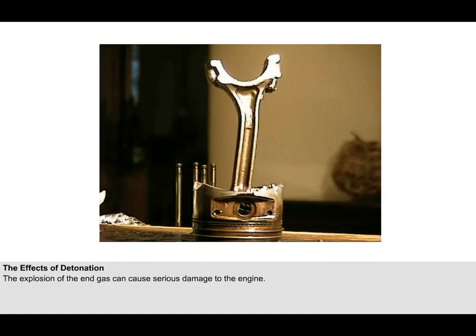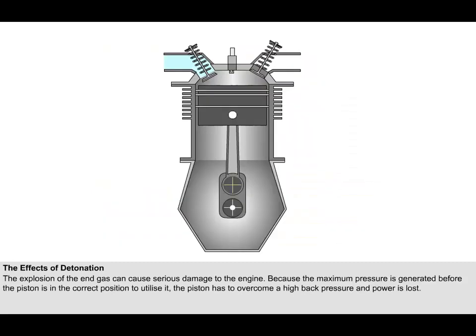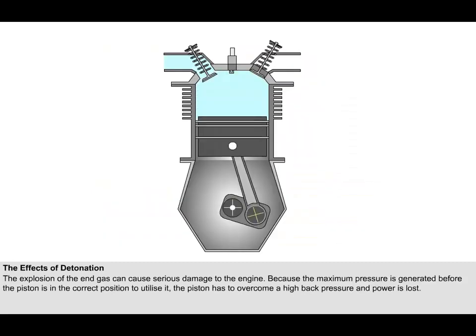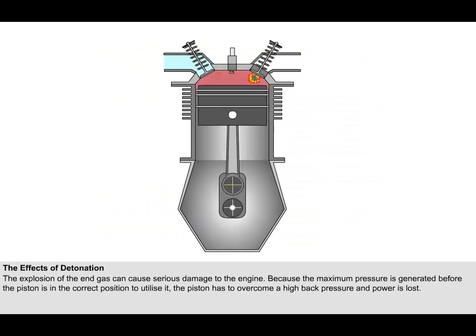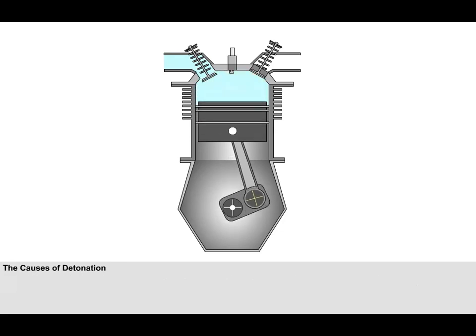There is also a sudden rise in pressure as detonation occurs, which applies a shock loading to the engine component parts, which may cause mechanical damage, particularly to the big end bearings, and even the connecting rod, although the case shown here is extreme. Finally, because the maximum pressure is generated before the piston is in the correct position to utilize it, the piston has to overcome a high back pressure and power is lost.